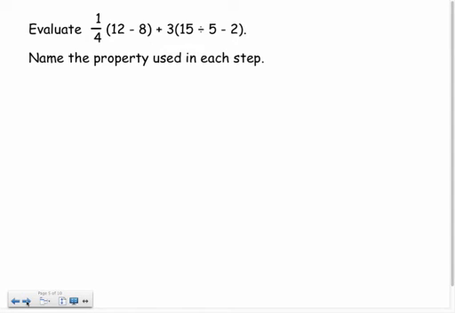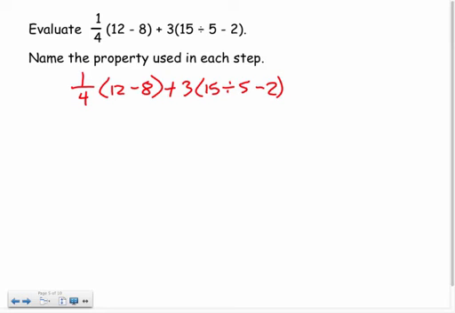So now let's use these to justify our order of operations, or what we're doing. It says evaluate this expression, name the property used in each step. So I'm going to rewrite my expression here: 12 minus 8 plus 3, times 15 divided by 5 minus 2. Okay, so I haven't done anything yet. Well, first things first, I go inside parentheses, don't I?